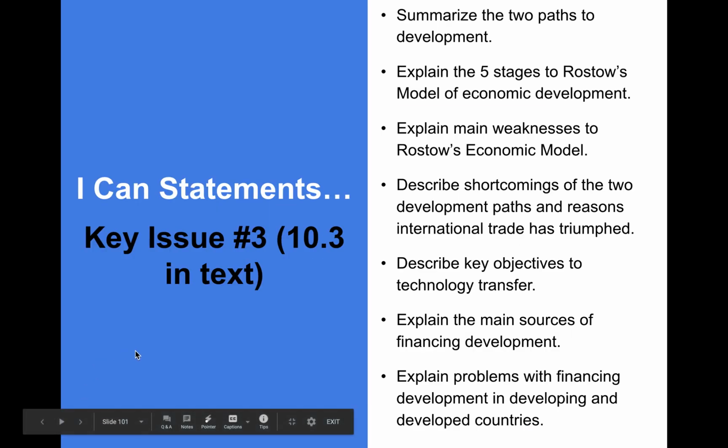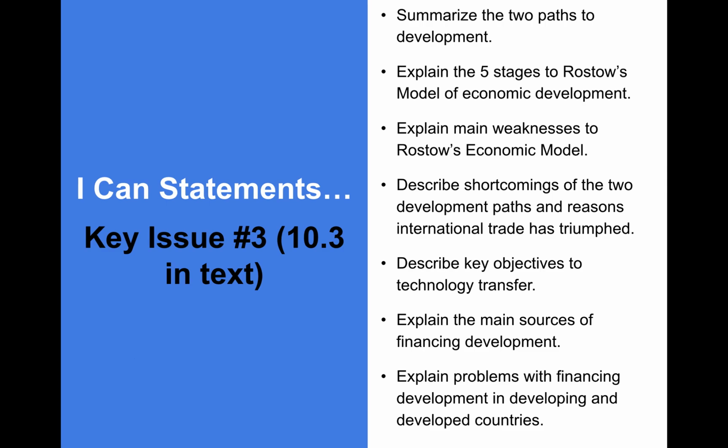Your I Can statement: summarize the two paths to development, explain the 5 stages of Rostow's economic development model, explain the main weaknesses of Rostow's economic model, describe the shortcomings of the 2 development paths and reasons international trade has triumphed, describe key objectives of technology transfer. Next, explain the main sources of finance for development. And lastly, explain problems with financing development in developing and developed countries.